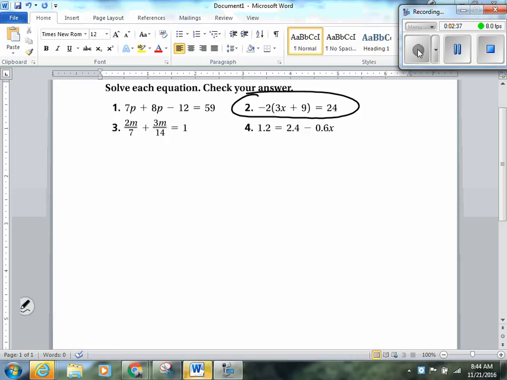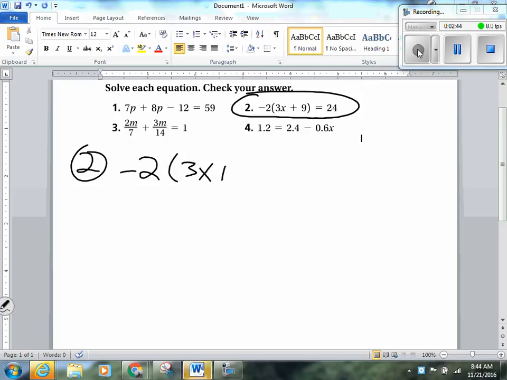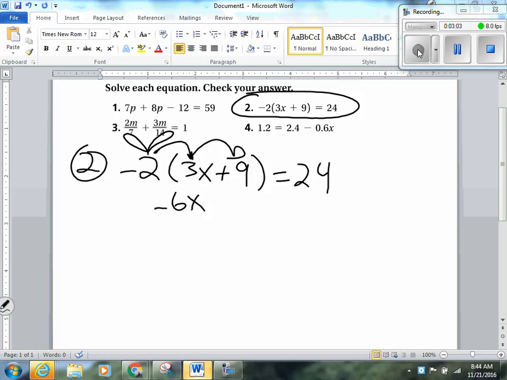Let's take a look at number 2. Number 2, we have negative 2 times (3x plus 9) equals 24. The number on the outside is the little bunny foo-foo hopping and multiplying. So negative 2 times 3 is negative 6x. Negative 2 times 9 is negative 18, and that equals 24.